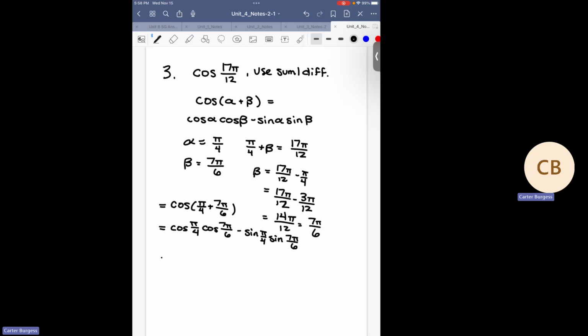Cosine of pi over 4, that's going to be unit circle knowledge. This is just root 2 over 2. Cosine of 7 pi over 6, negative root 3 over 2. This is a quadrant 3 angle. And we are subtracting root 2 over 2 times negative 1/2. We could be done here, but I'm going to keep going. This is negative root 6 plus root 2, all divided by 4.